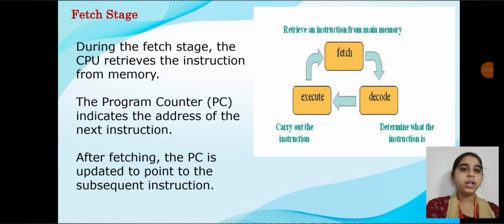Fetch stage. During the fetch stage, the CPU retrieves the instruction from memory. The program counter, PC, indicates the address of the next instruction. After fetching, the PC is updated to point to the subsequent instruction. Here, in the fetch stage, it retrieves an instruction from the main memory, determines what the instruction is in the decode stage, and carries out the instruction in the execute stage.